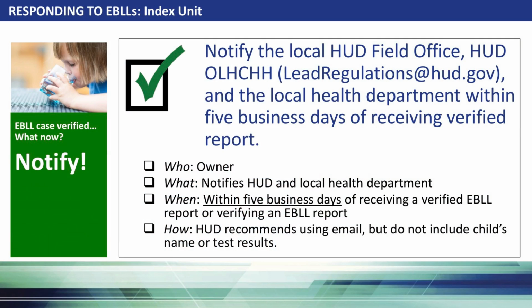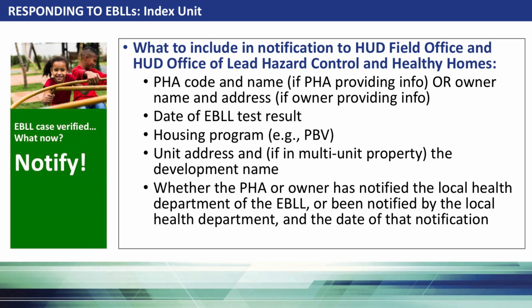After receiving a verified EBLL report, the owner is required to notify 3 entities: the local HUD Field Office, the Office of Lead Hazard Control and Healthy Homes, and the local health department. These notifications must be completed within 5 business days of receiving the verified EBLL report. The notifications can be sent via regular email, but must not include the child's name or blood test results, as these constitute PII. Although the designated party for this step is the owner, it is likely that PHAs and owners will collaborate on these notifications.